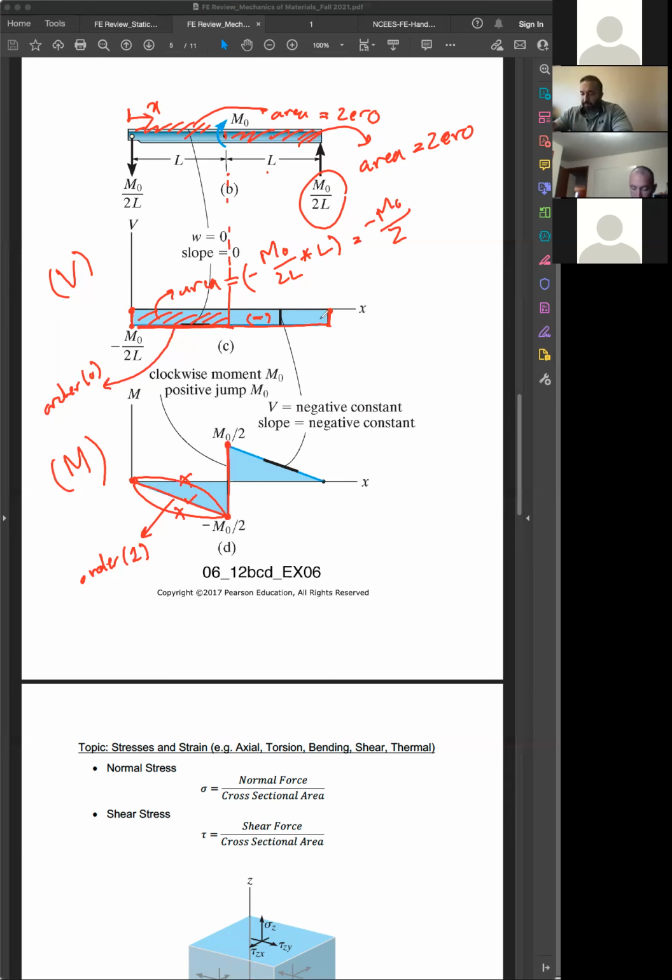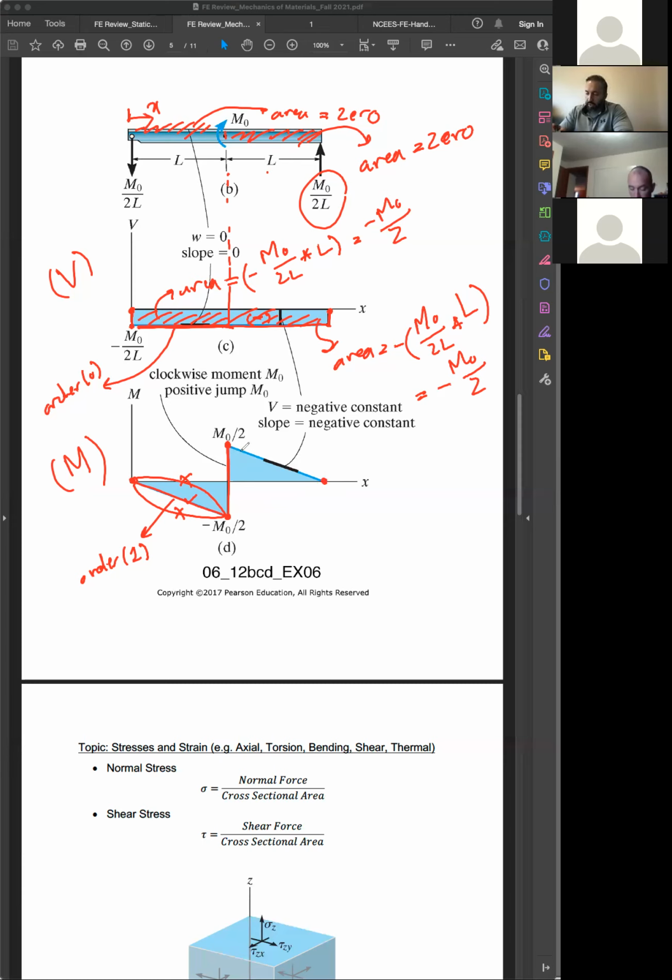All right. We are at this point, the area under the shear diagram is what? The area would be negative. Again, it would be m0 over 2L times L, which is negative m0 over 2. So you have positive m0 over 2 minus m0 over 2, you're going to reach 0.